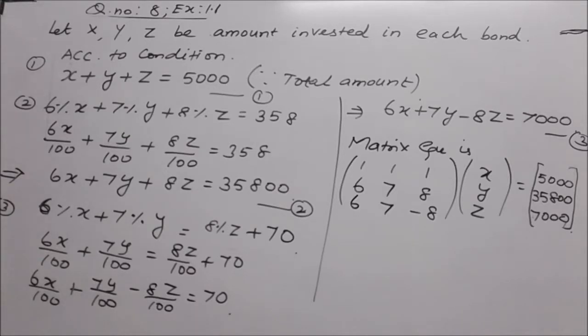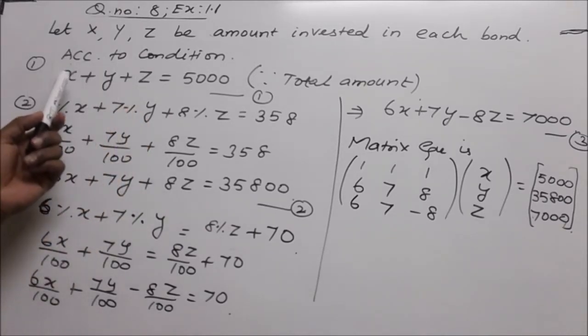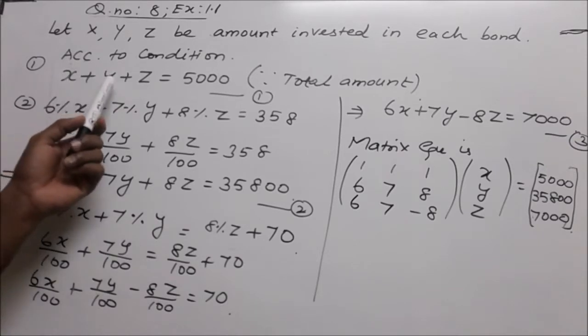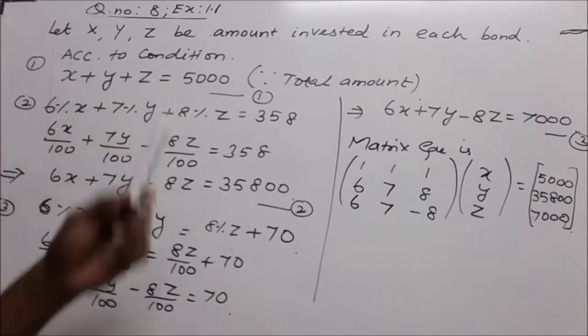Next question, question number 8 in exercise 1.1, that is the last question. Given there are three amounts invested in bonds, the total amount invested is 5,000, and then the income from each bond is mentioned as the first bond 6%, second bond 7%, and third bond 8%.